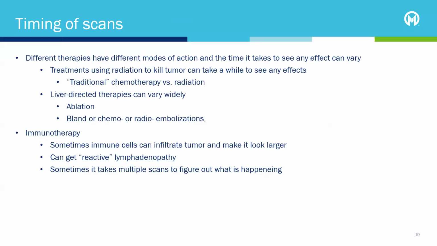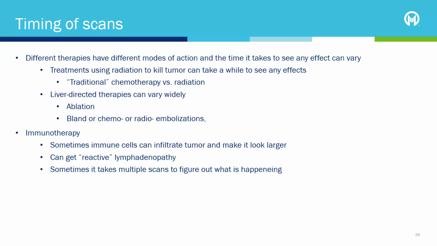Oh, and then timing of scans was brought up. Why do we wait different time periods? This gets so complicated that it's hard to even sum it up. And part of that is that for neuroendocrine tumors, there are so many different treatments that you can use.